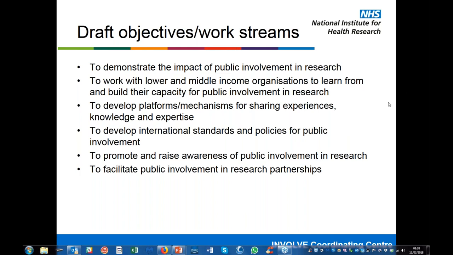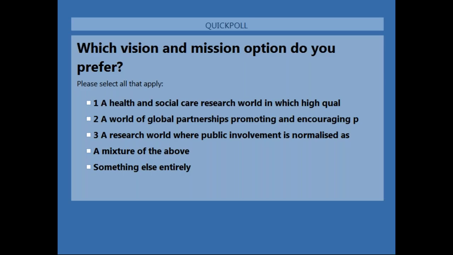And I think Richard now has a chance for people to go to the polls again. Yeah, thanks, Gary. That's really interesting. I've got a quick poll, which I'm going to launch just for an instant reaction. So just seeing what people think about what you've heard. Would you like to say which of these options you might prefer? One, two, or three? A mixture of the above or something else entirely?